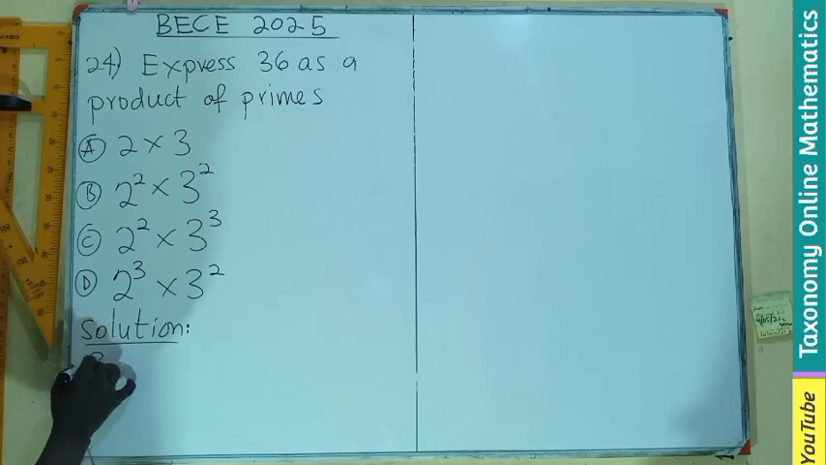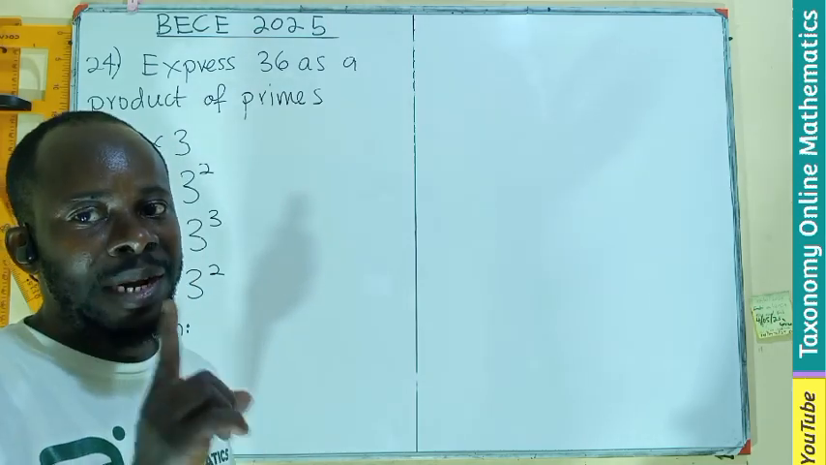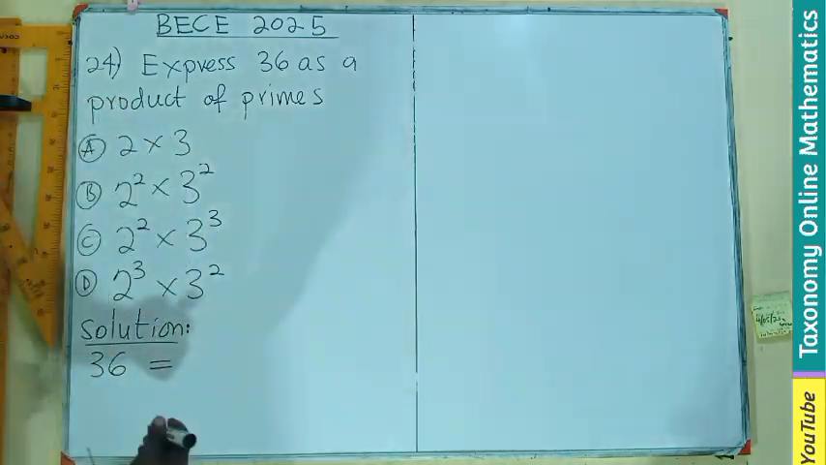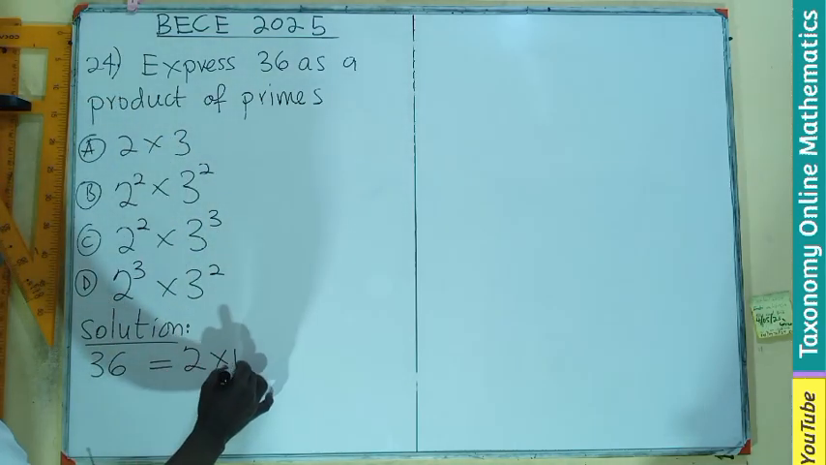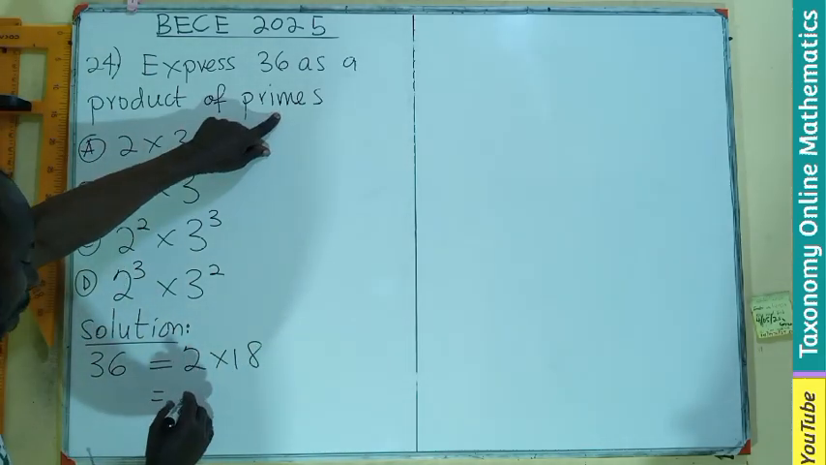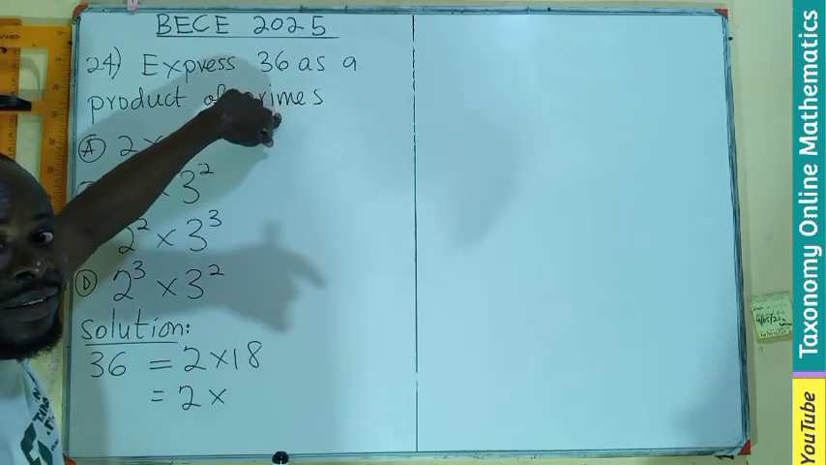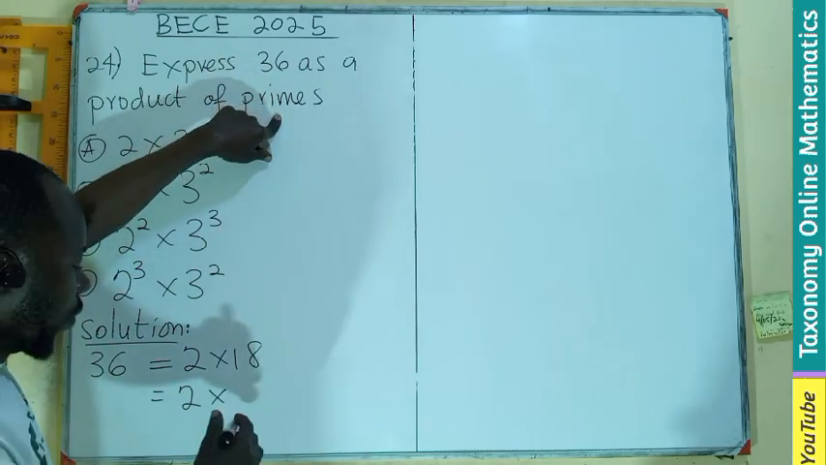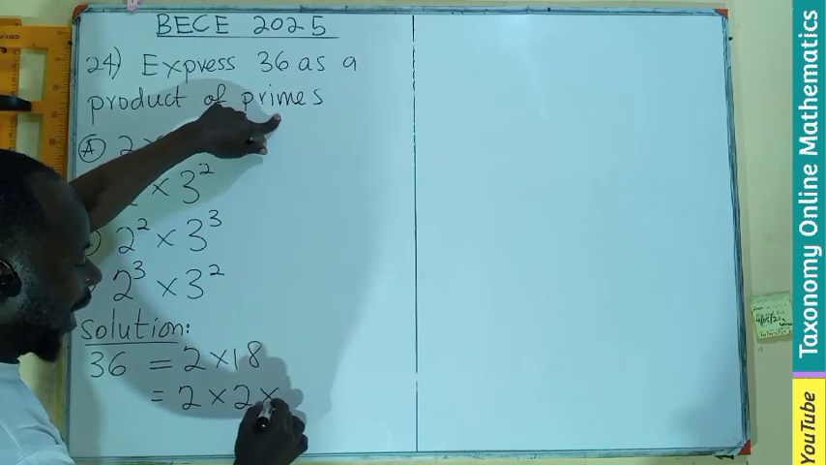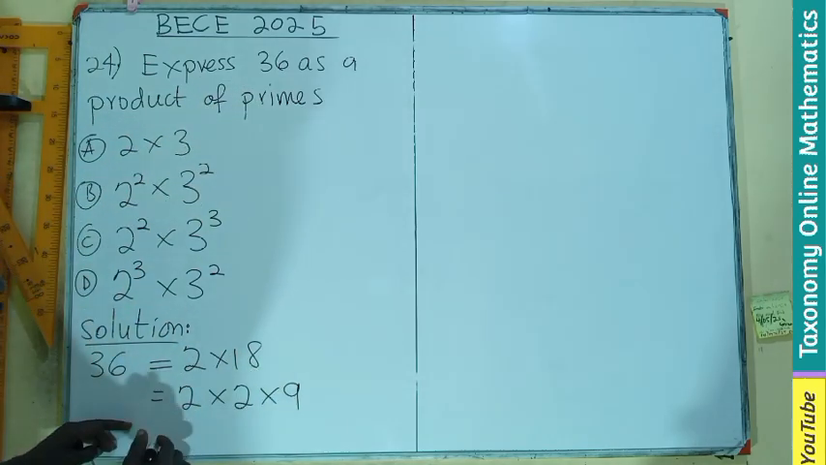If I have 36, what will be the first prime number that can divide 36? That will be 2. So if you divide 36 by 2, you still have what? 18. So since 2 is a prime number, we maintain it and find another prime number that can divide 18, which in this case will still be 2. So 2 times 9 gives me 18. 2 and 2 are prime numbers, so I maintain them.